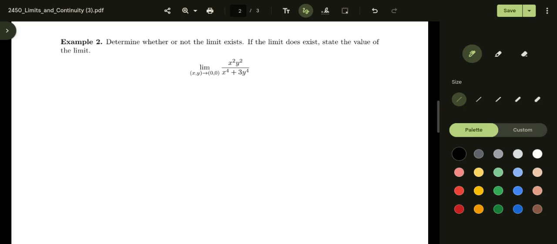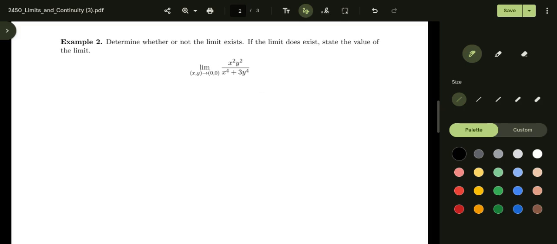And so we could start exactly like we did with example 1. Can we do direct substitution? But unfortunately, if we do direct substitution, we would end up getting 0 over 0, which we know is undefined. And so therefore, we have to think of other strategies. The strategy that may work is factoring, but actually in this case, our function is not factorable.